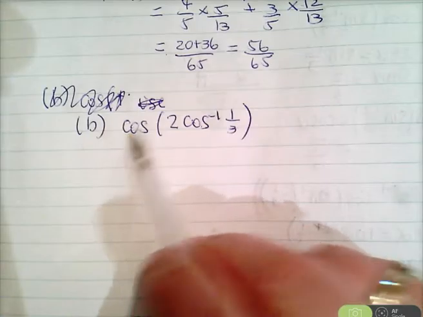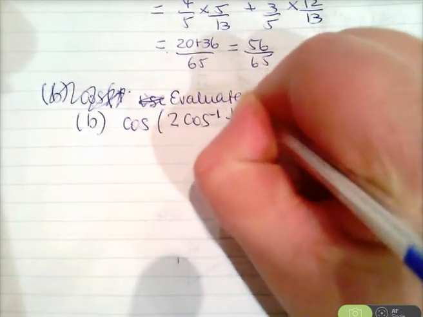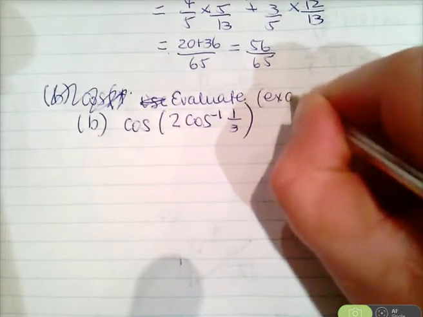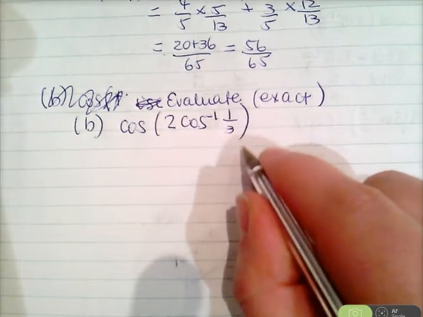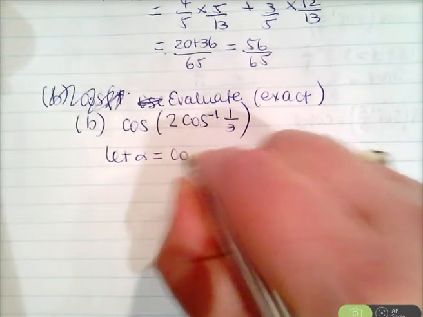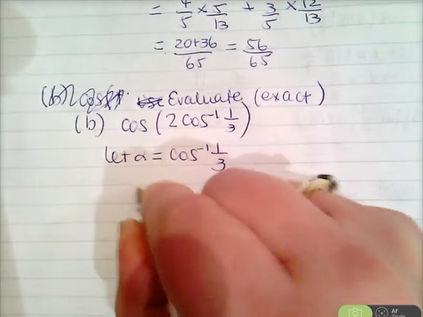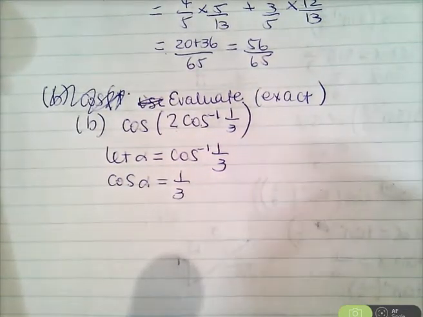With this one, using a double angle result again to evaluate the following. So evaluate the following with exact value, okay? So cos of 2 times cos to the -1 of 1/3. Now we're going to let alpha equal cos to the -1 of 1/3, which means that the cos of alpha is 1/3.